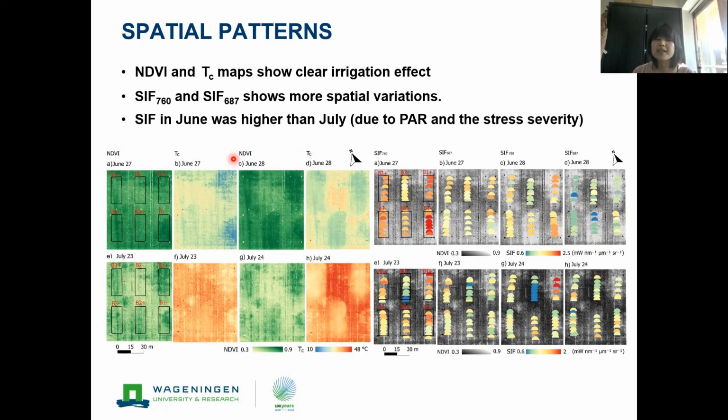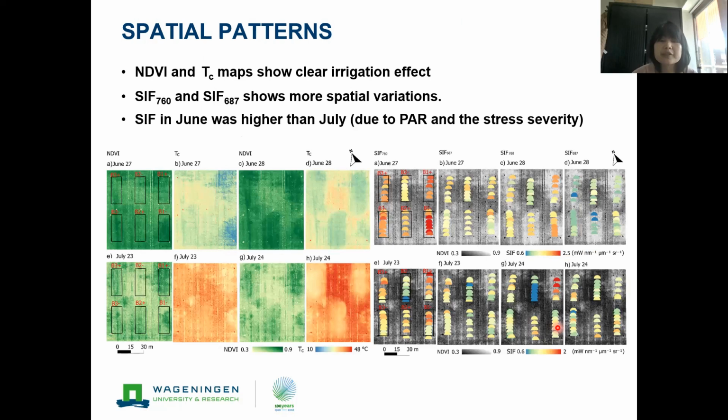Canopy SIF at 760 and 678 also shows the spatial pattern, but it shows more spatial variations. For example, if we just look at this plot, we see more variations in its spatial pattern compared with NDVI or canopy temperature. Also, we can see SIF in June was higher than SIF in July, and it might be due to the PAR in June and July, and also due to the stress severity, because in July we had the combined severe water stress and heat wave stress.